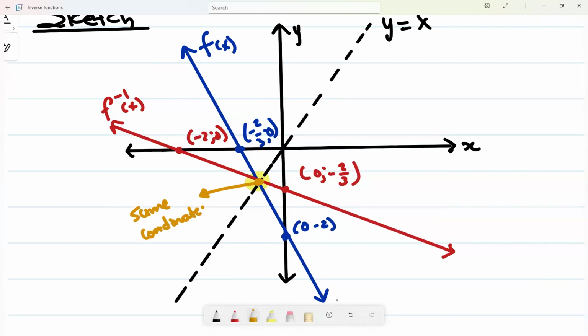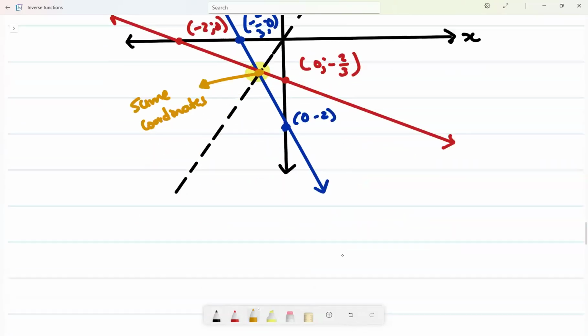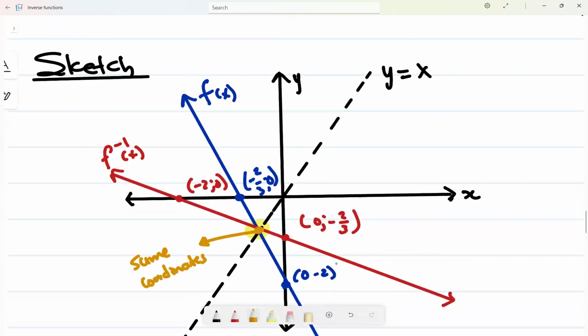Coordinates. Okay? Just like that. You can see how easy it is. Now, let us prove: the points that we got by swapping these around, are they correct now?